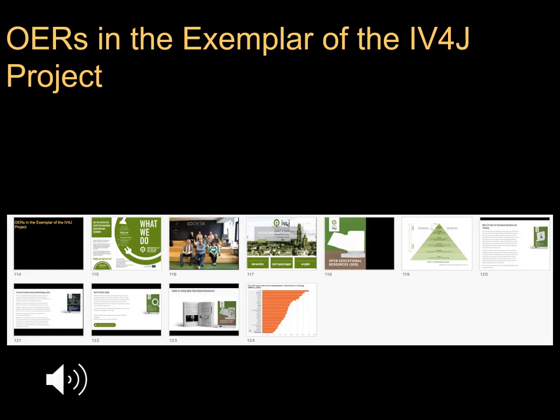The IV4J project deals with vocational education and training. An important part is the entrepreneurial mindset for young people during their learning of regular education and also during the phase of vocational training, of course. And one other important ingredient is the request for open educational resources.